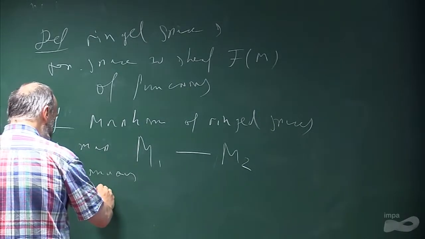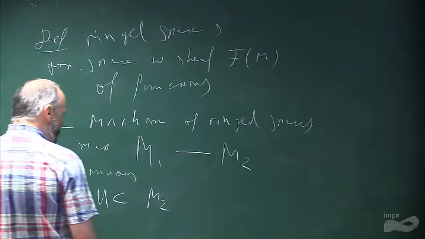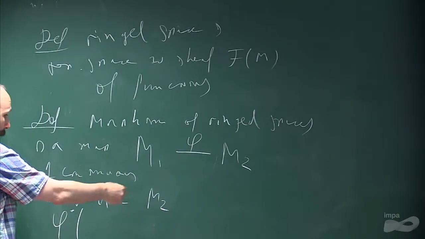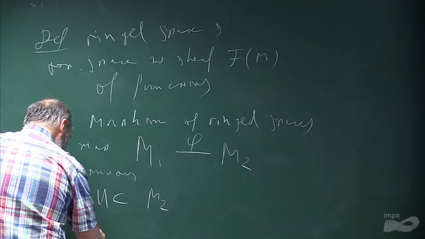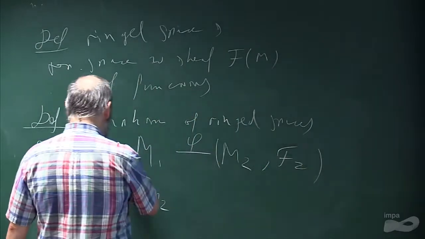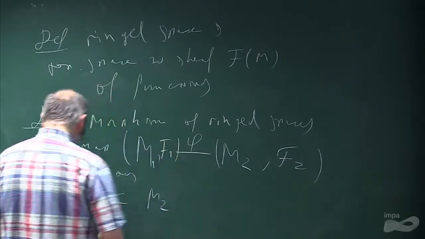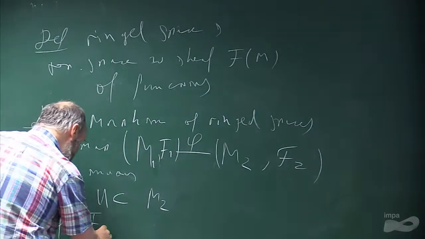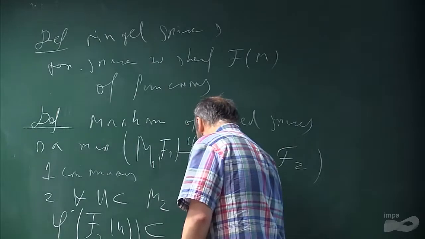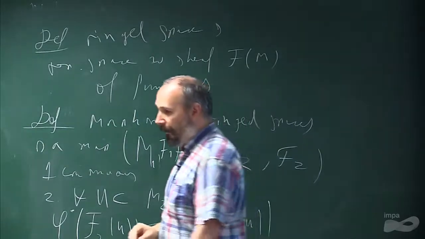And second, for each open subset U inside M2, we take, let's call it phi, we take phi star of functions which belong to F. Okay, so let's call it F2. Here we have the ringed spaces, right? So they have M1, F1, M2, F2. We take the preimage of functions which belong to F2 of U. And this should be inside F1 of the preimage of U. This is a very natural notion.